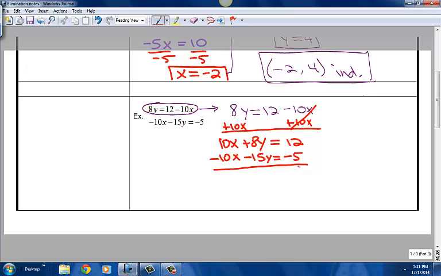And now I'm ready to add because look what's going to happen to those 10x's. They're already opposites for me, so I don't have to do any more tweaking. The 10x's eliminate. And here I'm left with a negative 7y and 7 right there. Divide that negative 7 off, and y equals negative 1. Again, that's half your answer, so jump back up and plug it in and solve for x.